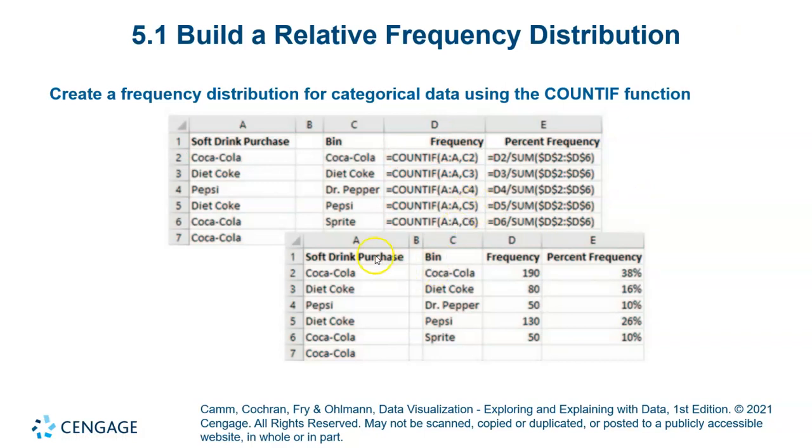So here you can see soft drink purchases and the bin, and then frequency. Frequency is how many times the Coca-Cola was taken, and the percent frequency means out of 100, out of the total, how it will look. So it is 38%. The total would be 100. Whenever you add up the percent frequency, it would be 100, right? So 38 plus 16 plus 10 plus 26 plus 10 would be 100.